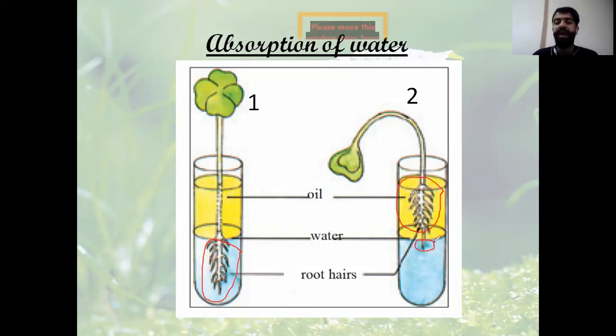However, in plant 2 the root hairs are placed in the oil, while the root cap is placed in water. After a certain period of time, plant 1 grows normally and stays green, while plant 2 wilts, withers, and dies. This means that the part of the root that is responsible for the absorption of water is not the root cap, it's the root hairs. So this explains the part of the roots.